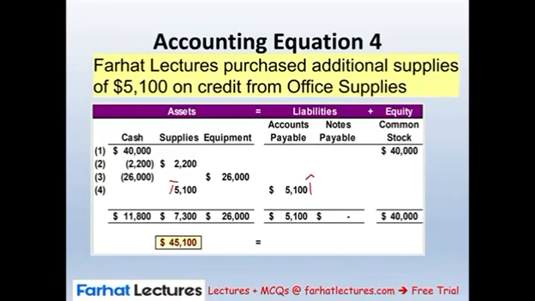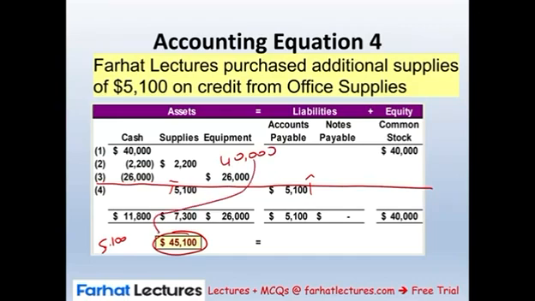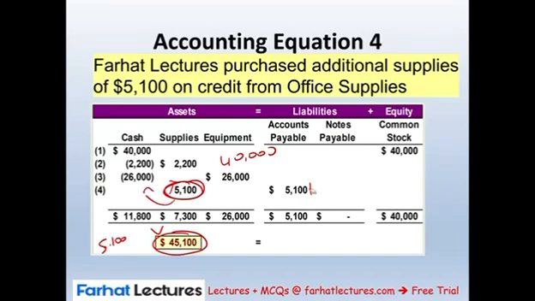Therefore, assets are 45,100. Notice we have 5,100 more in assets than what we started with, because up until transaction 3, we only had $40,000 of assets. Now we have 45,100. Why? Because we acquired more supplies without sacrificing cash. What did we do? We incurred a liability. Now we have more liabilities. Therefore, liabilities plus equity equal 45,100. Total assets equal total liabilities and equity.